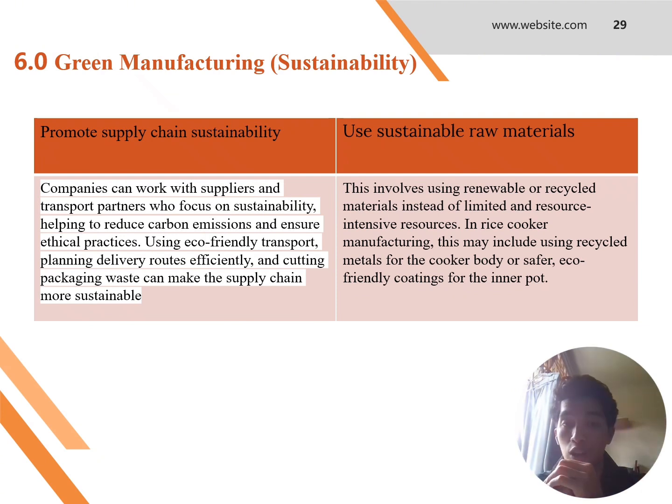And for the next point is use sustainable raw material. So this involves using renewable or recycled material instead of limited sources. So in rice cooker manufacturing, this may include using recycled metal, for example, for the cooker body, and also use eco-friendly coatings for the inner pot.